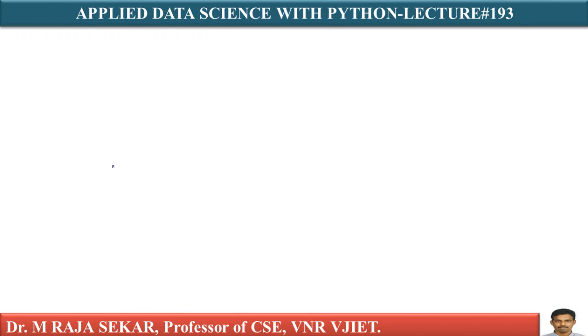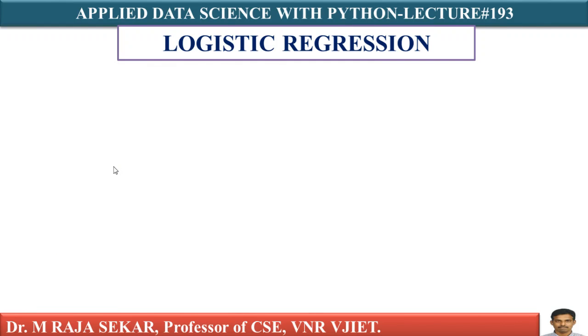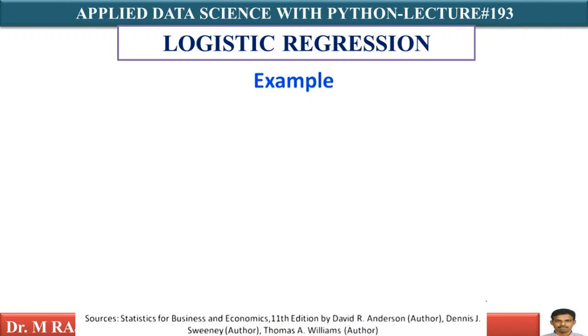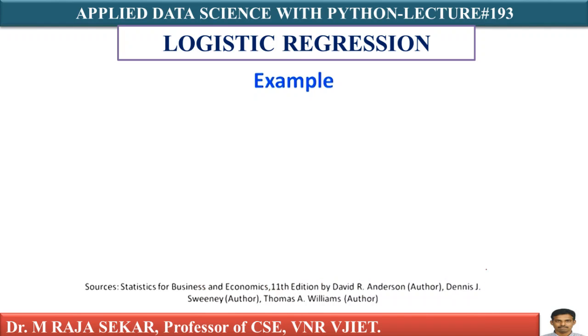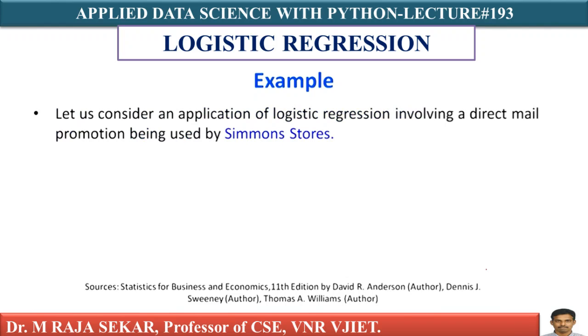In this lecture, I will continue my discussion on logistic regression. Let's take one example. This example is taken from Statistics for Business and Economics, 11th edition, by David R. Anderson. This is an excellent book to understand statistics concepts. First, we will try to understand the example.